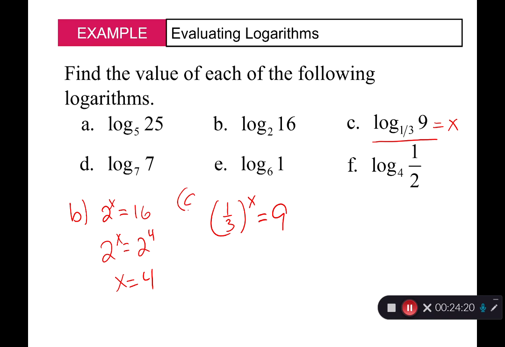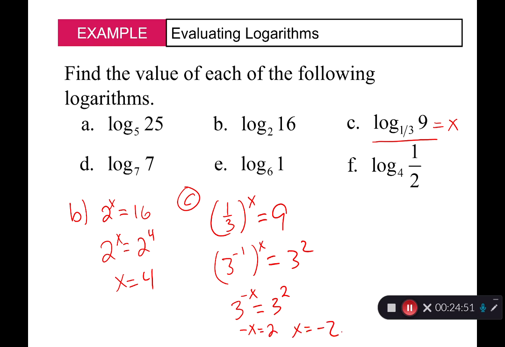And this is problem C. Right? And if I have 1/3, I could say 3 to the negative 1 raised to the x power equals 3 to the 2nd power. When I raise a power to a power, I do multiply. So that would be 3 to the negative x equals 3 to the 2nd power. So in that case, negative x would equal 2, and x would equal negative 2. So for C, this was the first time that we got a negative result. Or a negative power, excuse me.